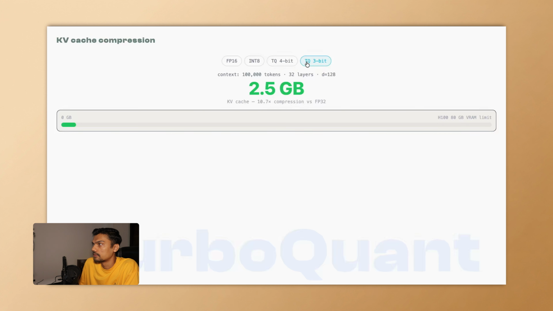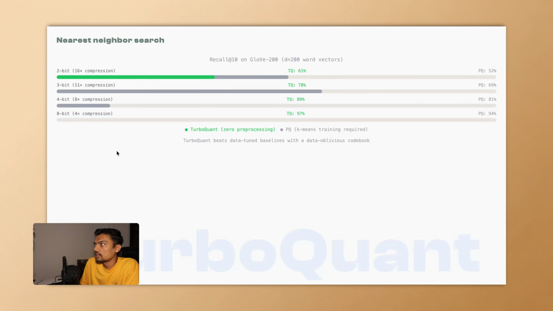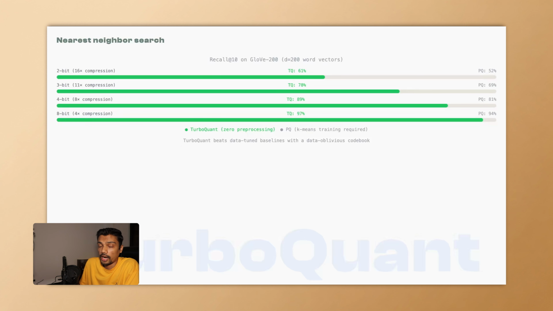So for nearest neighbor search, the second application that the paper discussed, we are finding the most similar vector in a large database for a given query. This powers semantic search, recommendation systems, and RAG, that is retrieval augmented generation. In this method, product quantization is the standard approach in nearest neighbor search libraries like FAISS. PQ, or product quantization, splits the vector into subvectors and quantizes each subvector independently using a k-means codebook.